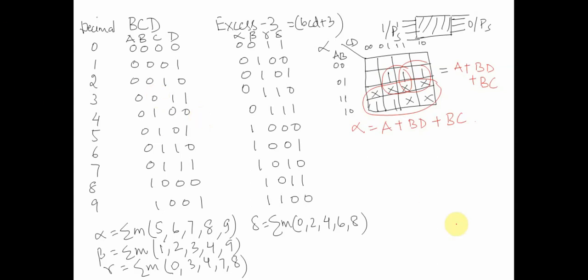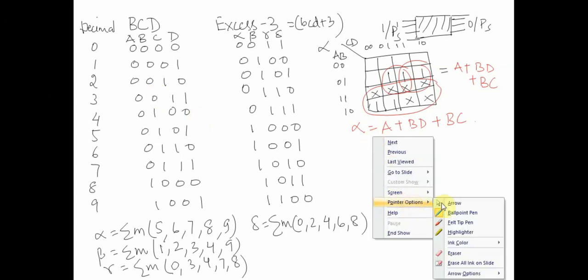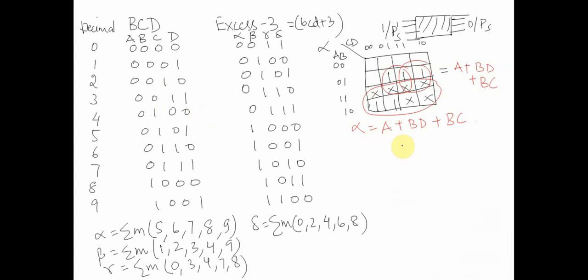Similarly, now if we have to draw the same thing for beta, we can again draw a K map for beta, and the K map for beta would be something like this.